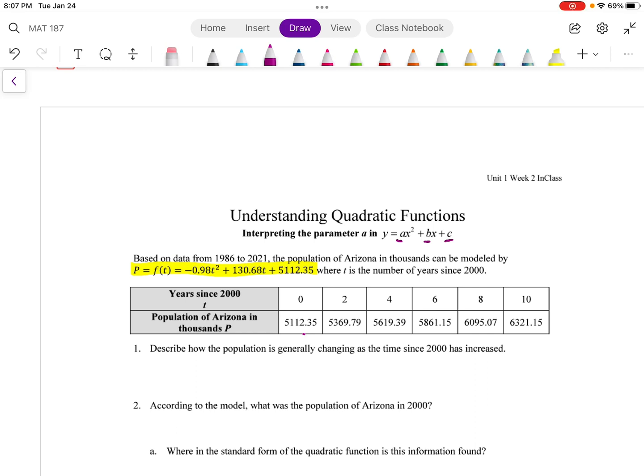In this particular quadratic function, t is the number of years since 2000, and p is the population of Arizona in thousands. We have a selection of data points from this function given in this table of values. Looking at the table, we can quickly say that generally the population is increasing since the year 2000, because it starts at around 5,112,000 people and increases up to 6,321,000 people.